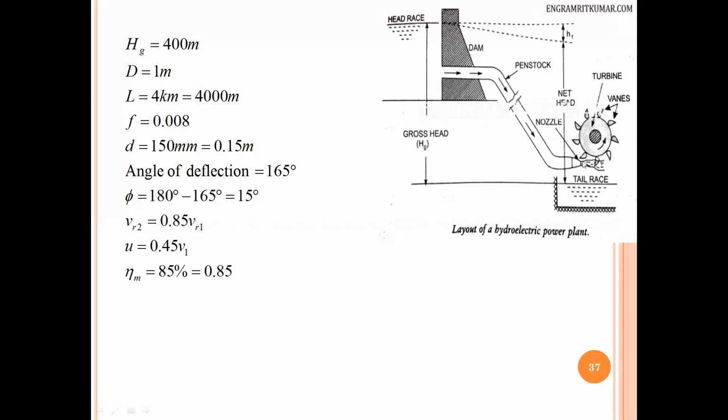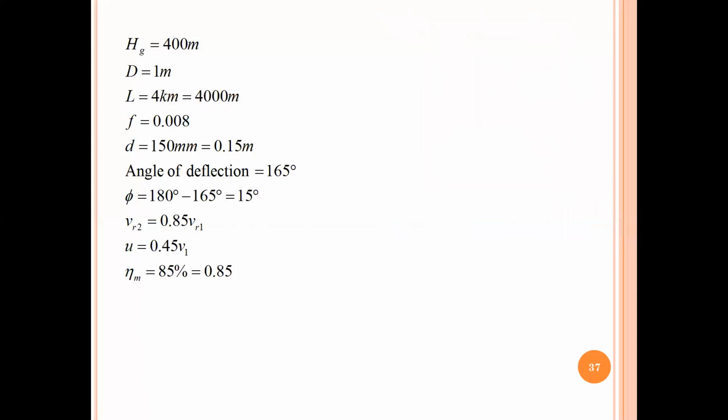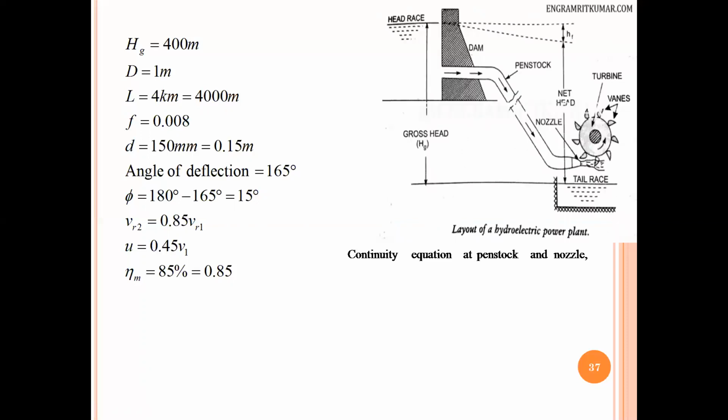Now whenever I use Bernoulli's equation, remember I need to have a datum. The datum is a reference. So I'm assuming this is my reference line. The outlet of the nozzle is my reference line, and I'm ignoring the small difference between them. So this is my datum value. As I told you earlier, if Bernoulli's equation is valid, your continuity equation also is valid. So I'll be using the continuity equation at the penstock and nozzle, the discharge being the same. Discharge is given by area into velocity. Area of the penstock into its velocity is equal to the area of the nozzle into its velocity.